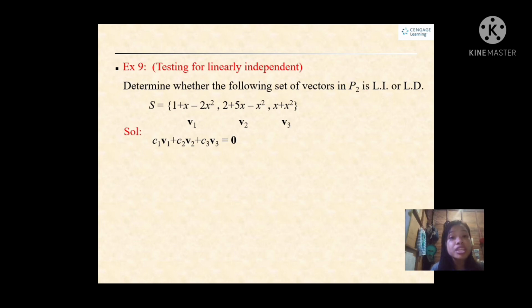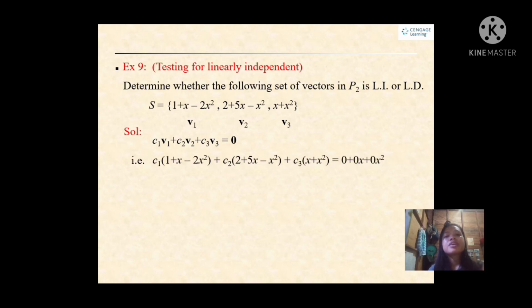Then the solution is C sub 1 V sub 1 plus C sub 2 V sub 2 plus C sub 3 V sub 3 equal to 0. Written out, this is C sub 1 times (1 plus x minus 2x squared) plus C sub 2 times (2 plus 5x minus x squared) plus C sub 3 times (x plus x squared) equal to 0 plus 0x plus 0x squared.